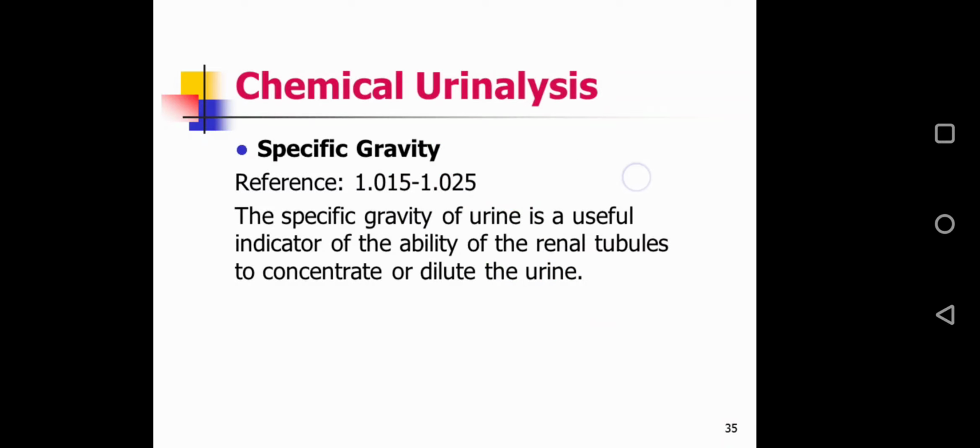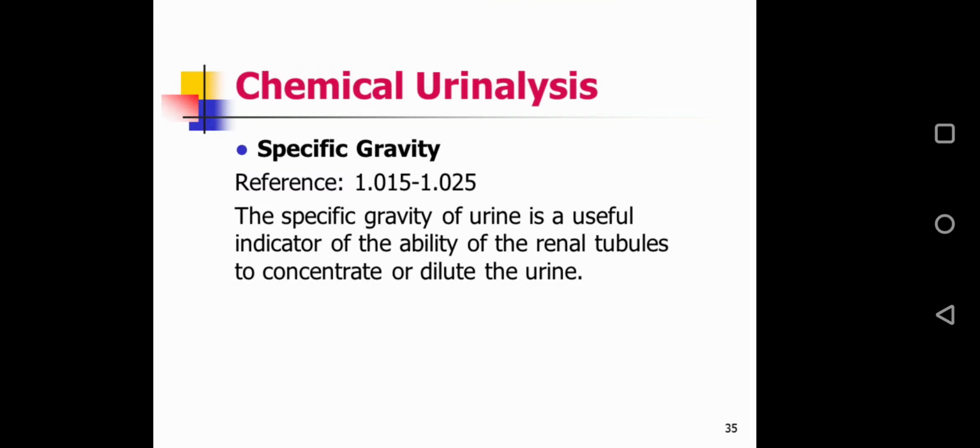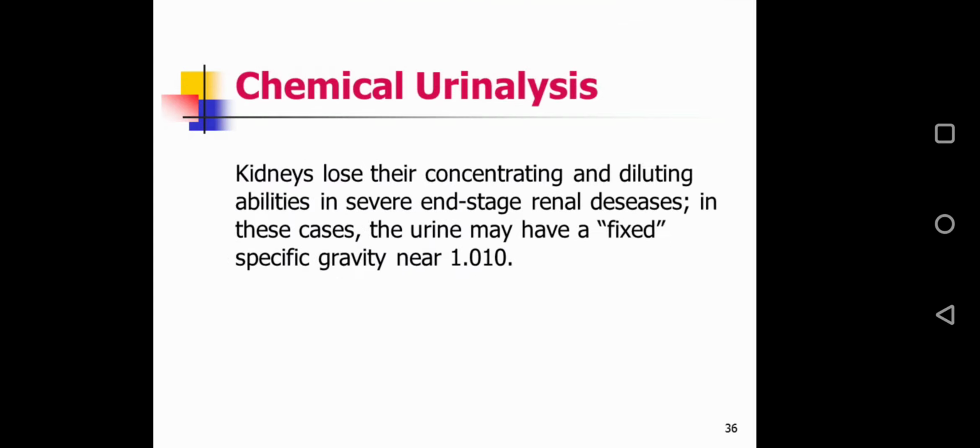Specific gravity. The specific gravity of urine is a useful indicator of the ability of the renal tubules to concentrate or dilute the urine. If the specific gravity is fixed near 1.010, it means the kidneys have lost their concentrating and diluting abilities, as in severe end-stage renal disease.